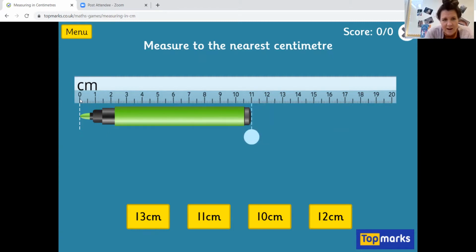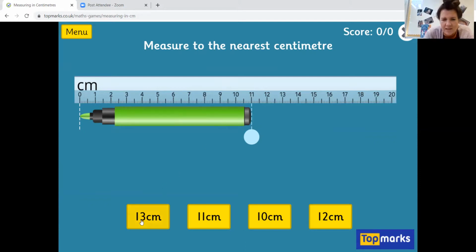So let's count how many centimetres. Let's do it together. So 1, 2, 3, 4, 5, 6, 7, 8, 9, 10, 11 centimetres. So now we've got to choose which one is 11 centimetres. Remember, 11 is 1, 10, 1. I can see it there, so I need to look for this number down here.